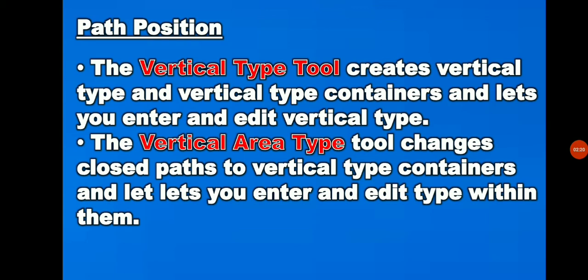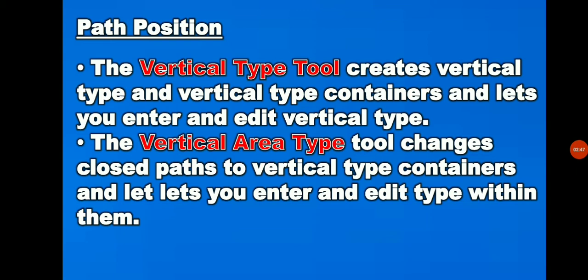Let's move on to another slide, on type along the path. Type along a path is another way to create a type effect. The first is the vertical type tool. It creates vertical type and vertical type containers and lets you enter and edit vertical type.